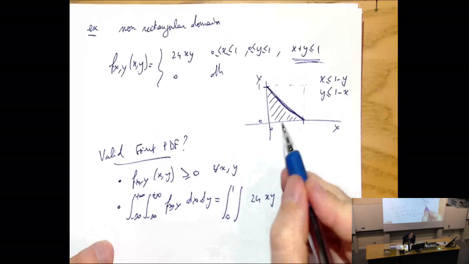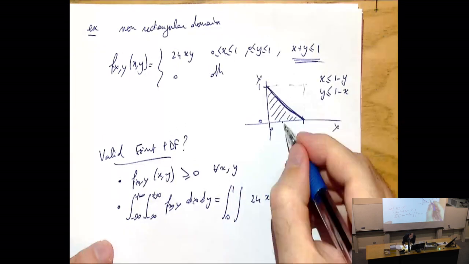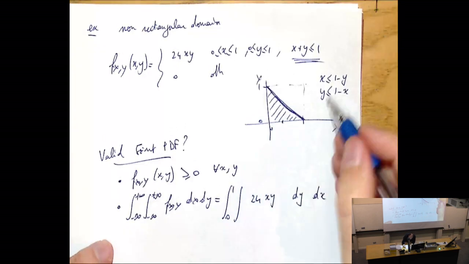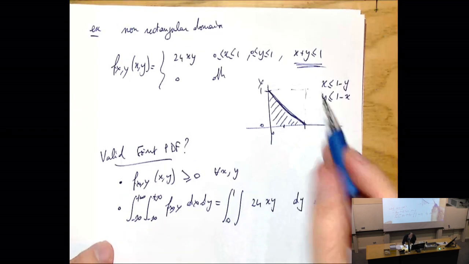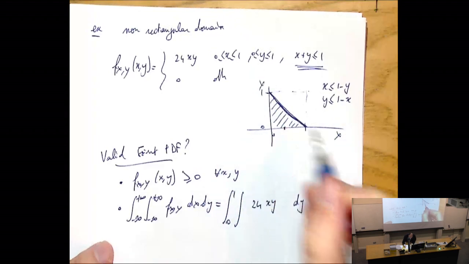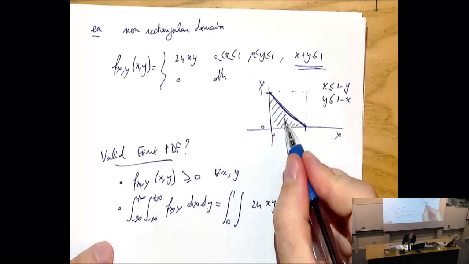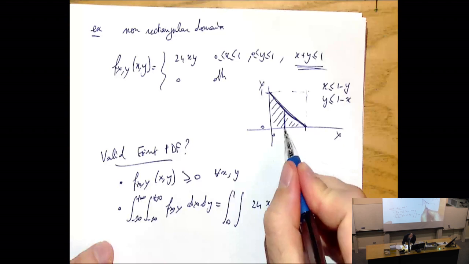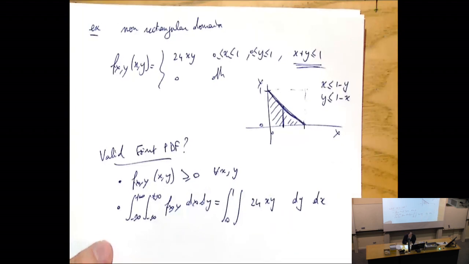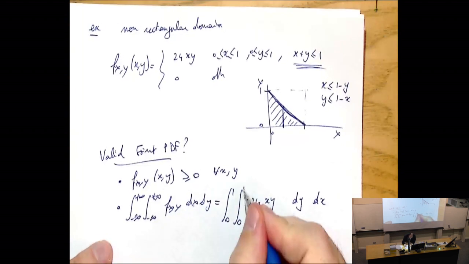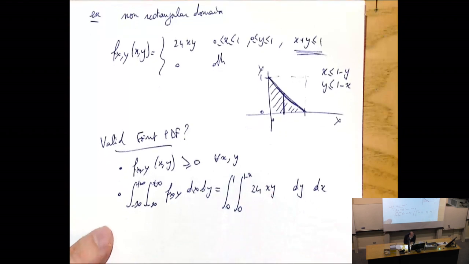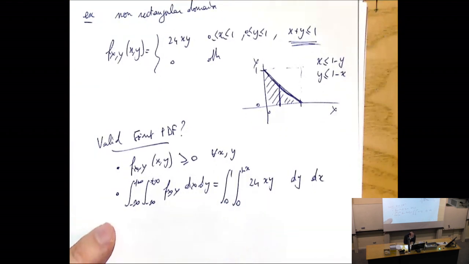So if I fix x here, y can vary between 0 and 1 minus x. So it can vary on this segment between 0 and 1 minus x. Right? So integrate between 0 and 1 minus x. Okay, is that clear?